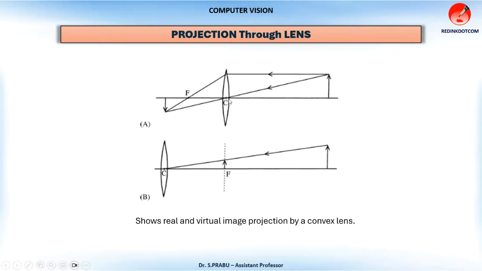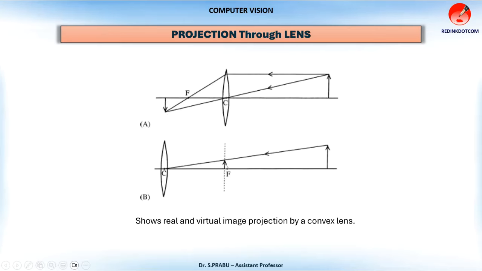Here we can see how a convex lens forms an image. In part A, the rays from the object on the right side pass through the lens and meet on the other side to form an image. The image is inverted. It means it appears upside down and it is formed at a certain distance behind the lens.